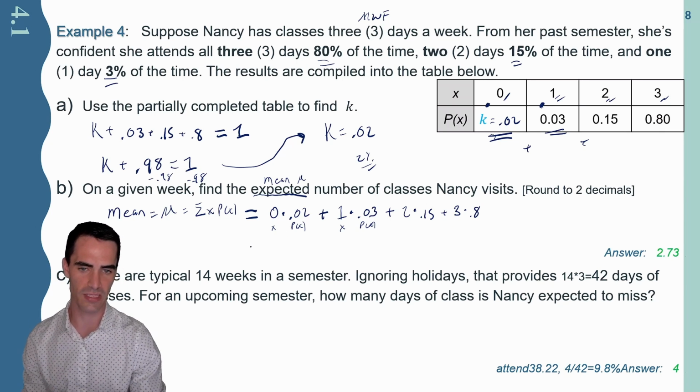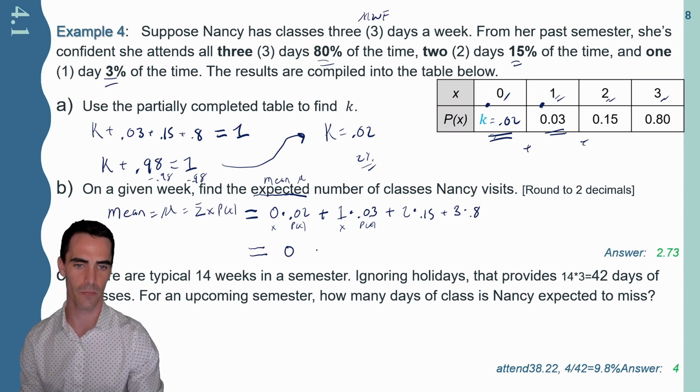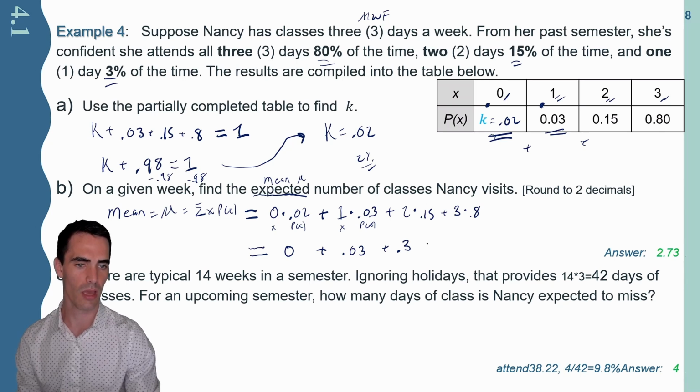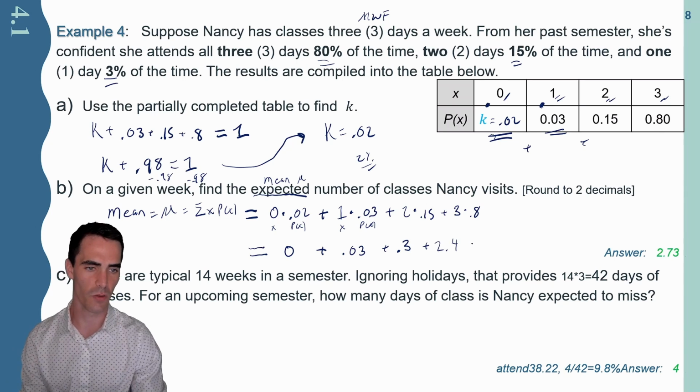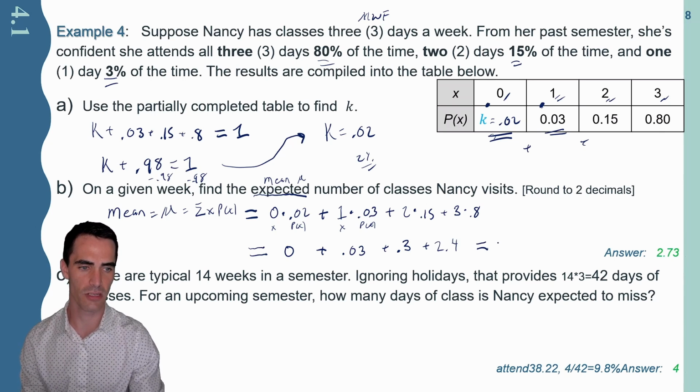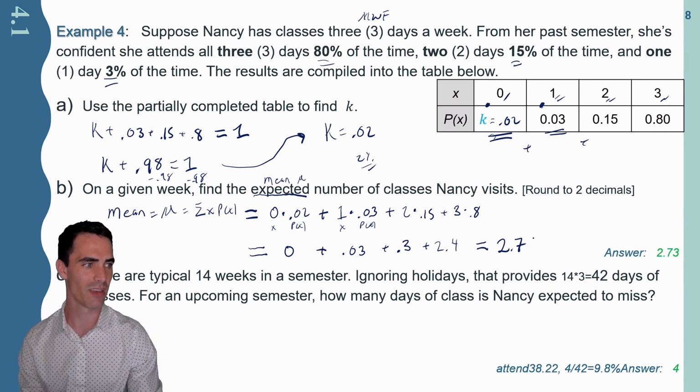So I can multiply these together. The first one's always the most friendly. 0 times, no problem, 0. And then I have plus 1 times, that's going to be 0.03. Next up, plus 2 times 0.15 is going to be 0.3. And lastly, 3 times 0.8 is going to be 2.4. If I add these up together, we can do so pretty friendly. I should get an average of 2.73. And that's my average.